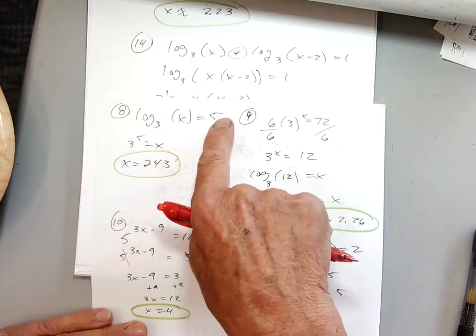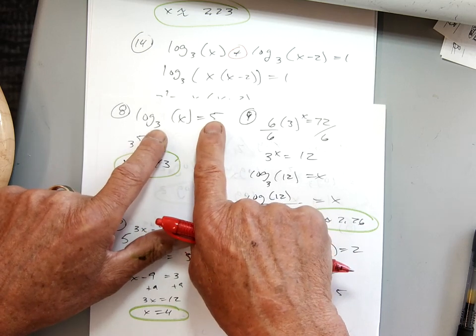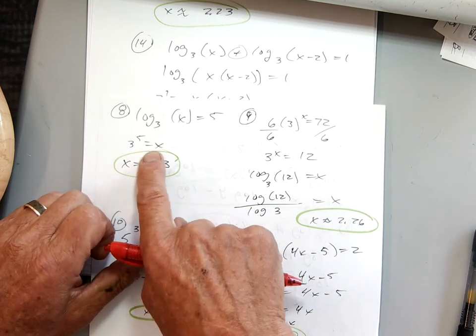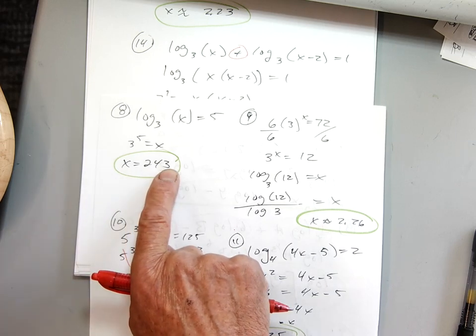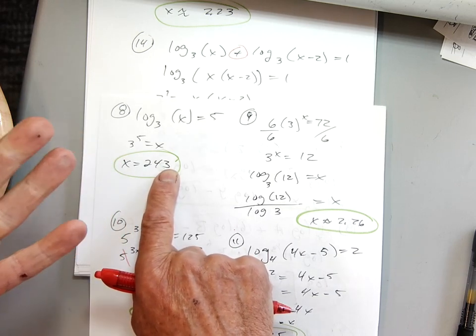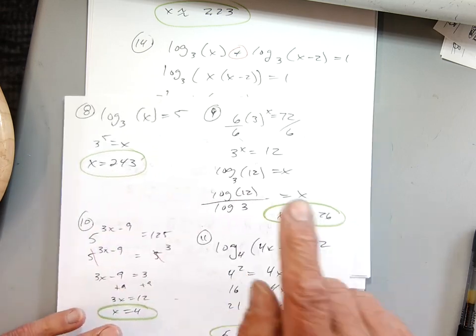8, 3 to the 5th, change it from log form to exponential. 3 to the 5th equals x, and that is 243. 3 times 3 times 3 times 3 times 3 is 243, okay?